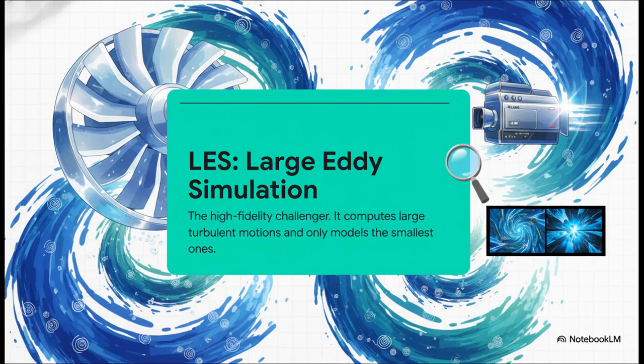And finally, we have the challenger, LES, or Large Eddy Simulation. Now, this is a completely different animal. LES is like bringing a high-speed, slow-motion video camera to the party. It doesn't average things out. Instead, it directly calculates the large, the energetic, the most important turbulent motions, and it only models the tiniest, most predictable little eddies. And the promise here, it's a breathtakingly detailed and accurate picture of reality.